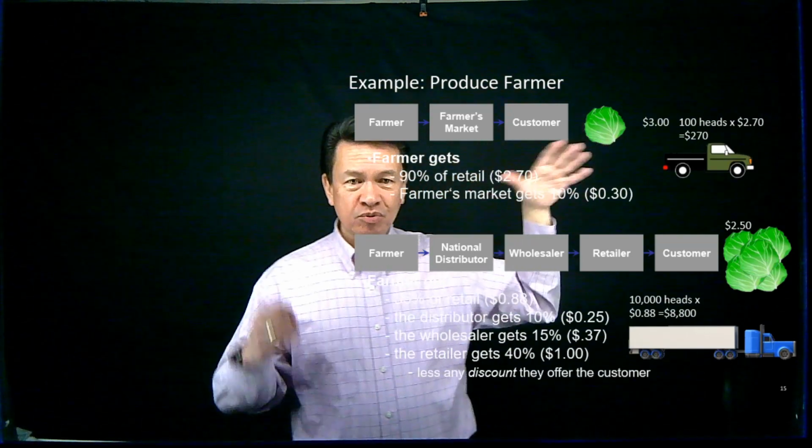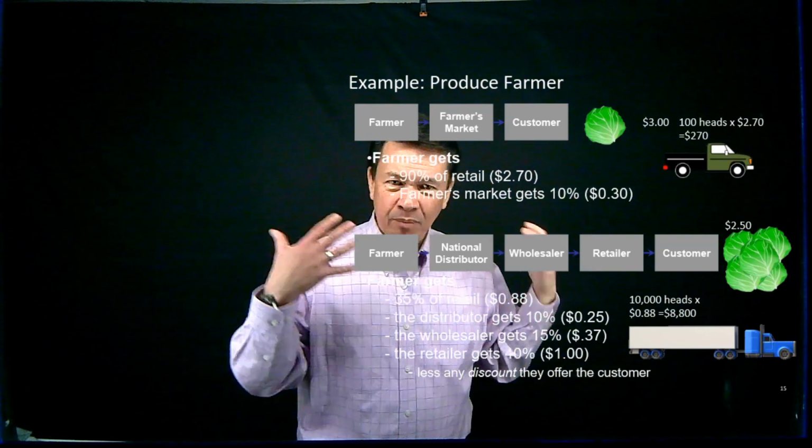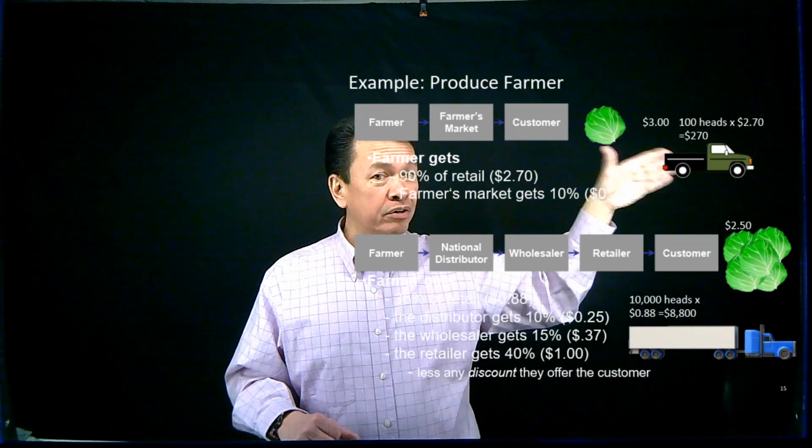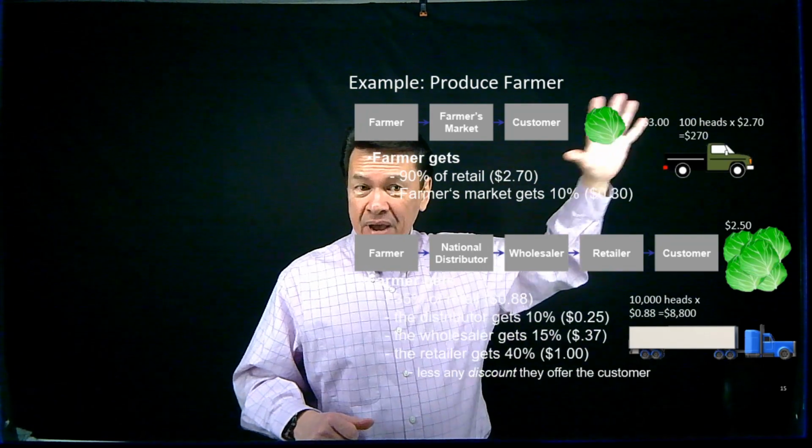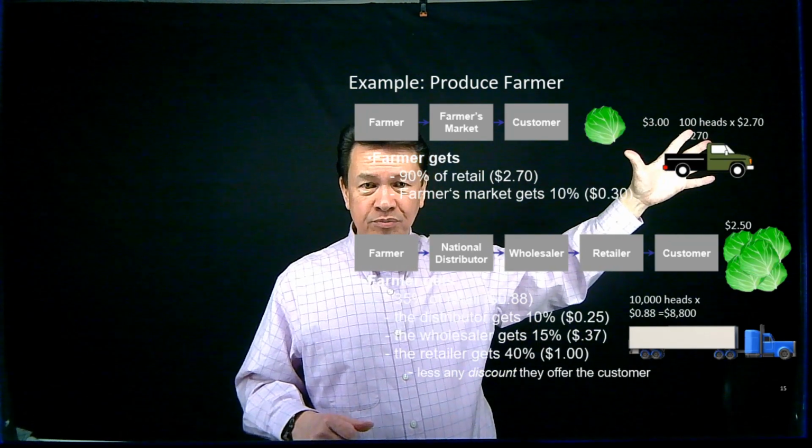So I go to the farmer's market and I sell 100 heads that day. Well, I'm doing really well. So I bring home $270, right? Which isn't bad. There's no judgment in terms of this, okay?